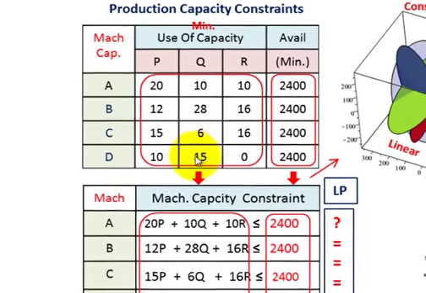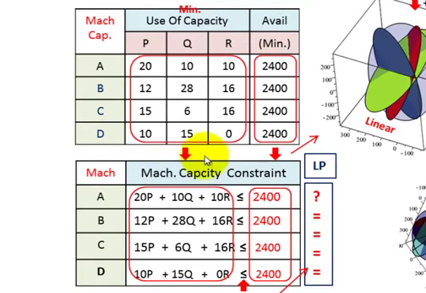Okay, so now for our machining capacity constraints. All we do is take our coefficients off our use of capacity by machine, by our product. So let's just look at machine A. For P we would put 20 times P, for whatever number of P we're going to produce, plus, and that comes off our use of capacity, for Q we just take 10 times Q plus 10 times product R. And it has to be less than or equal to 2,400 minutes.